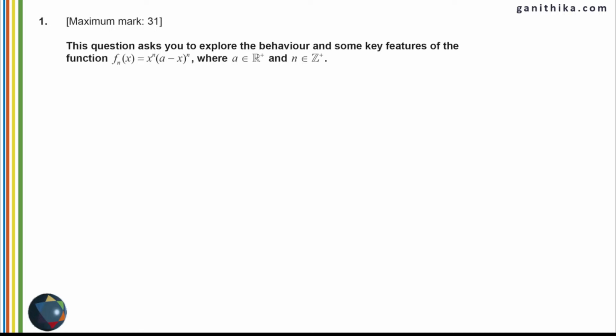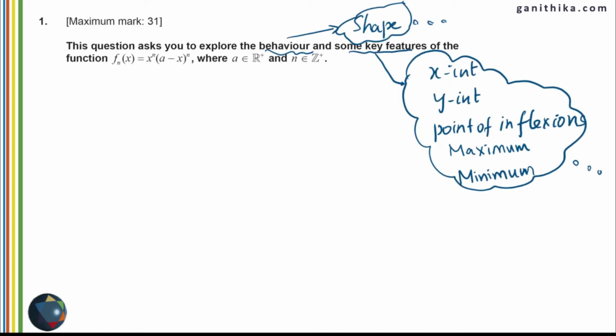This question asks you to explore the behavior and some key features of the function fn of x is equal to x to the power of n times (a minus x) to the power of n, where a is any positive real number and n is a positive integer. If you watch the video for question 1 May 2021 Time Zone 1 paper 3, I have explained what the words behavior and key features of a function mean.